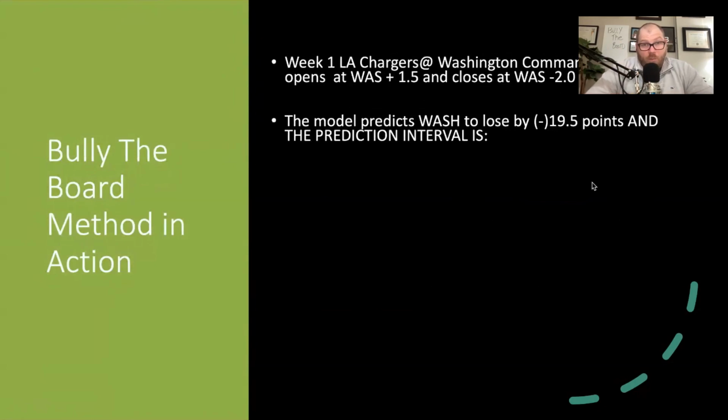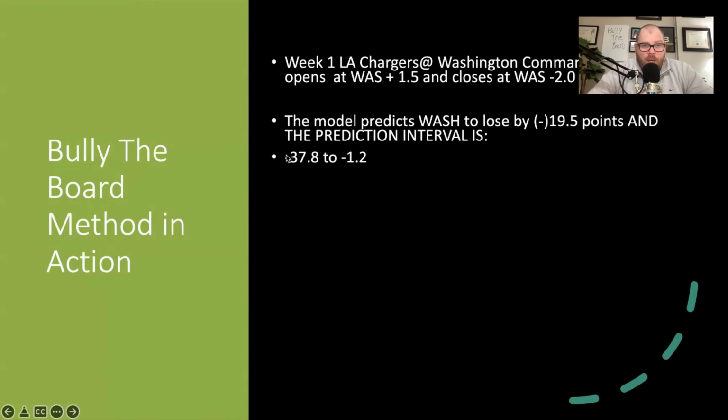So the books in the market really moved this line quite a lot. The prediction was that Washington was going to lose by 19.5, and the prediction interval was negative 37.8 to negative 1. So what this means is that the model is saying that Washington is going to lose by 19, but the confidence interval is that they'll lose from 1 to 38, right?